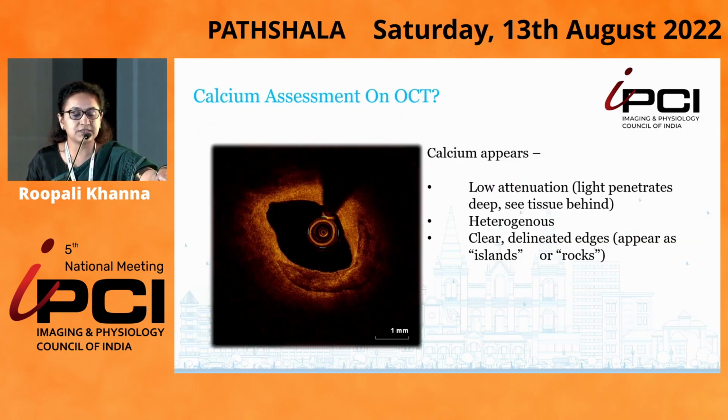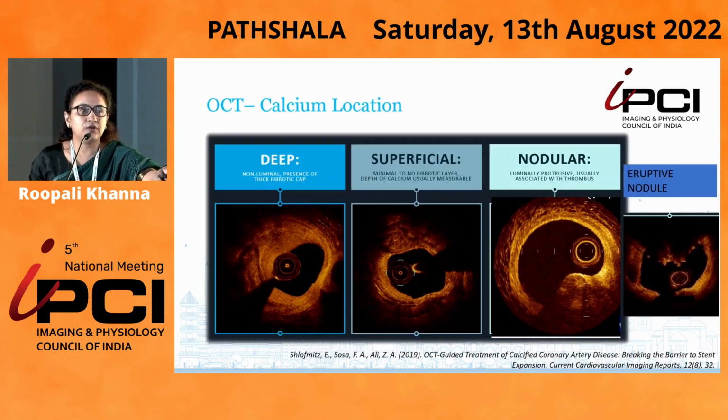How do we assess the very basics of it? We all know calcium appears low attenuating, light penetrates, and we can see the tissue behind it. It's a heterogeneous area with clearly delineated edges, appearing as eyelines or rocks. Depending on location, calcium can be deep, that means below the thick fibrous cap. It can be superficial, that means just 0.5 millimeter below the attenuated lipid plaque area, or it can be nodular, protruding inside the lumen. And if a nodule erupts with formation of thrombus, it forms an erupted nodule. All of these calcium morphologies can be present in the same patient.